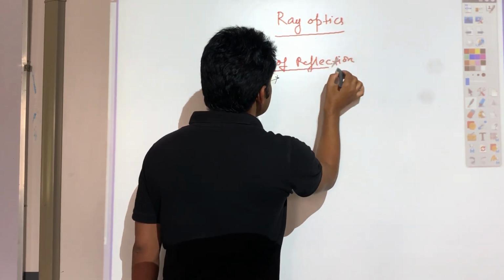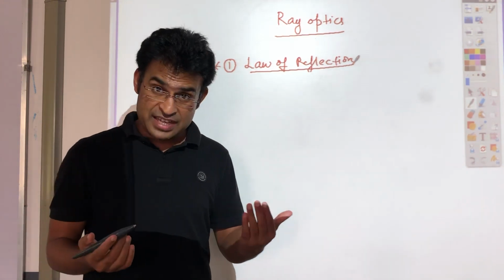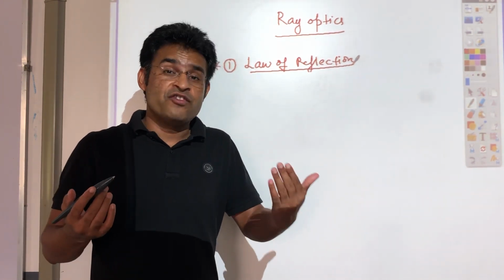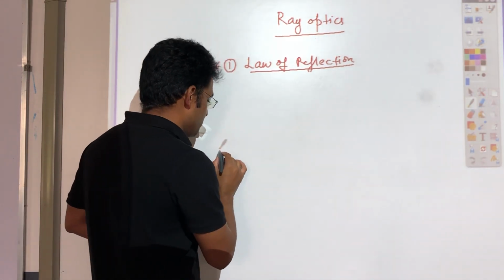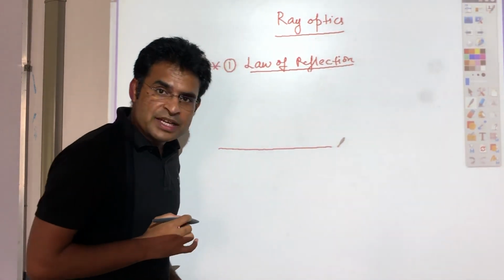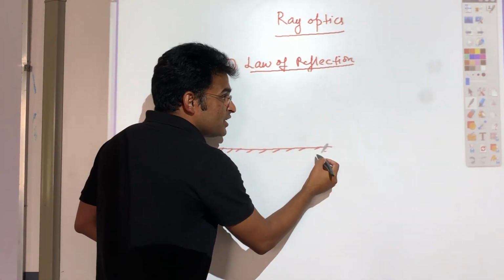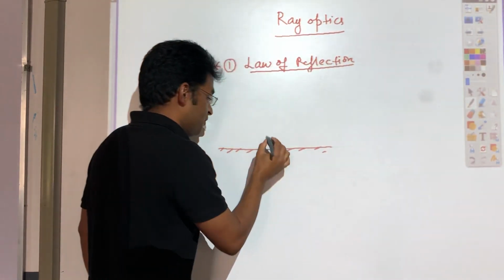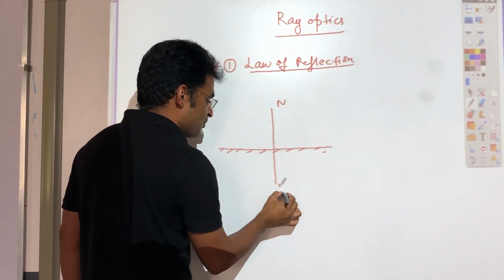Reflection means it bounces back in the same medium. If something bounces back in the same medium from where it started, that is called reflection. For example, this is one mirror. If I draw one line on this mirror, that line is called the normal. Obviously this line is perpendicular to the mirror. So this is the normal line.